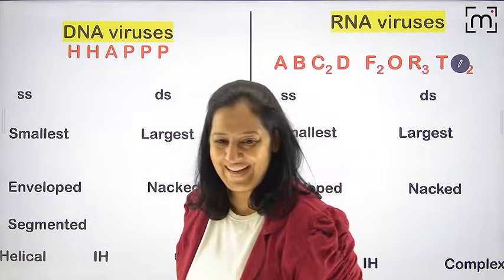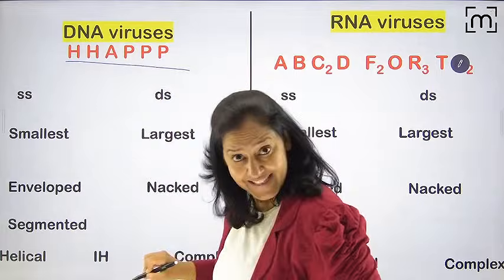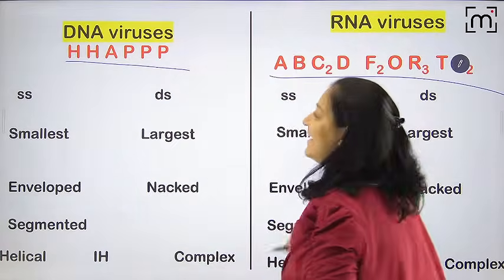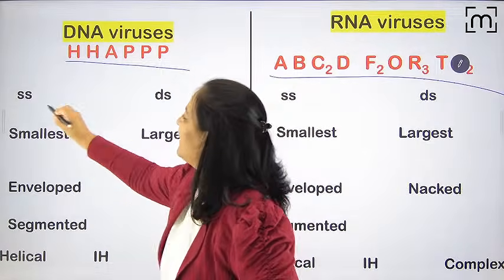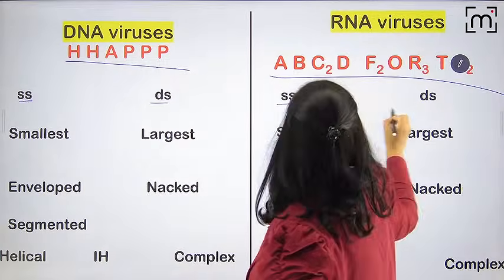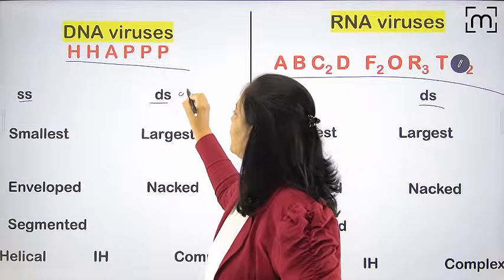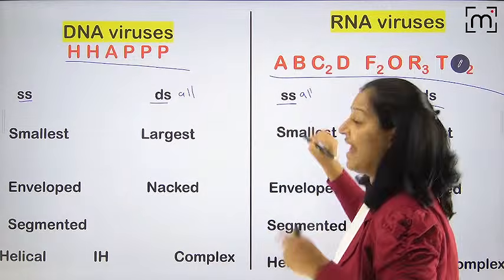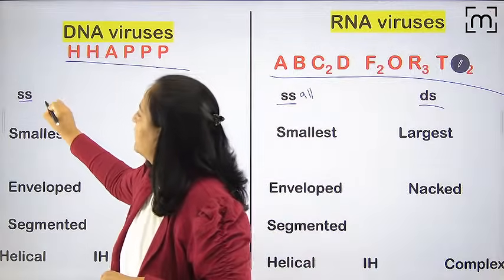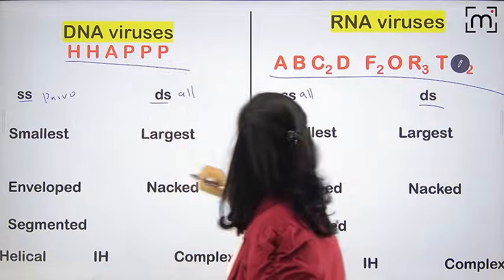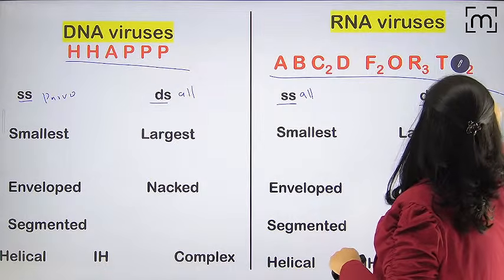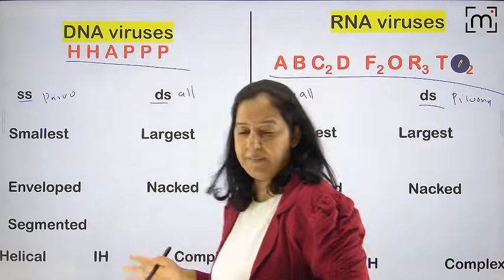Say the answers quickly. You know the 6 DNA viruses? Yes. You know the 14 RNA viruses? Yes. So tell me, among the DNA viruses, how many are single stranded, how many are double stranded? Among the RNA viruses, how many are single, how many are double? Use common sense. All DNA are double and all RNA are single except one. Here the exception is parvo. And here, the exception is picorna, if I am not wrong. Yes, if I am making any mistake, kindly correct.